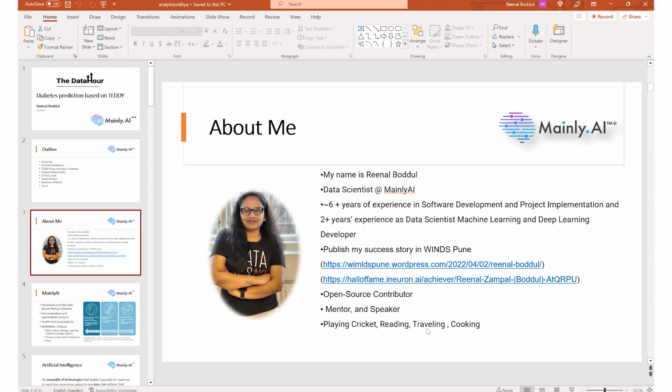Also I am an open source contributor, so I contribute to various open source libraries like TensorFlow and others. I have been mentoring a few college students to transition into data scientists. Apart from work, I like playing cricket, traveling, and cooking. So this is all about myself. Let's dive into this.